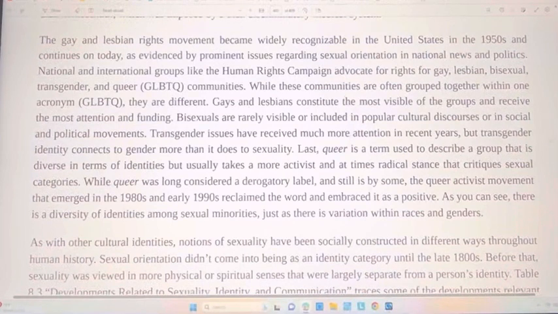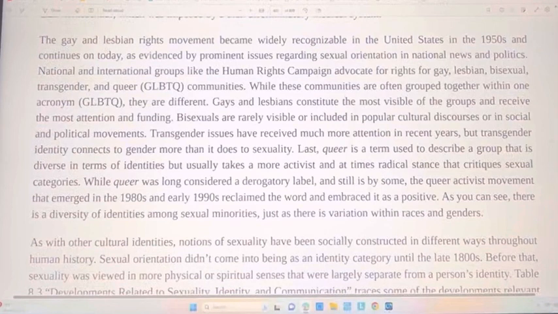Transgender issues have received much more attention in recent years, but transgender identity connects to gender more than it does to sexuality. Last, queer is a term used to describe a group that is diverse in terms of identities, but usually takes a more activist and at times radical stance that critiques sexual categories. While queer was long considered a derogatory label and still is by some, the queer activist movement that emerged in the 1980s and early 1990s reclaimed the word and embraced it as a positive.